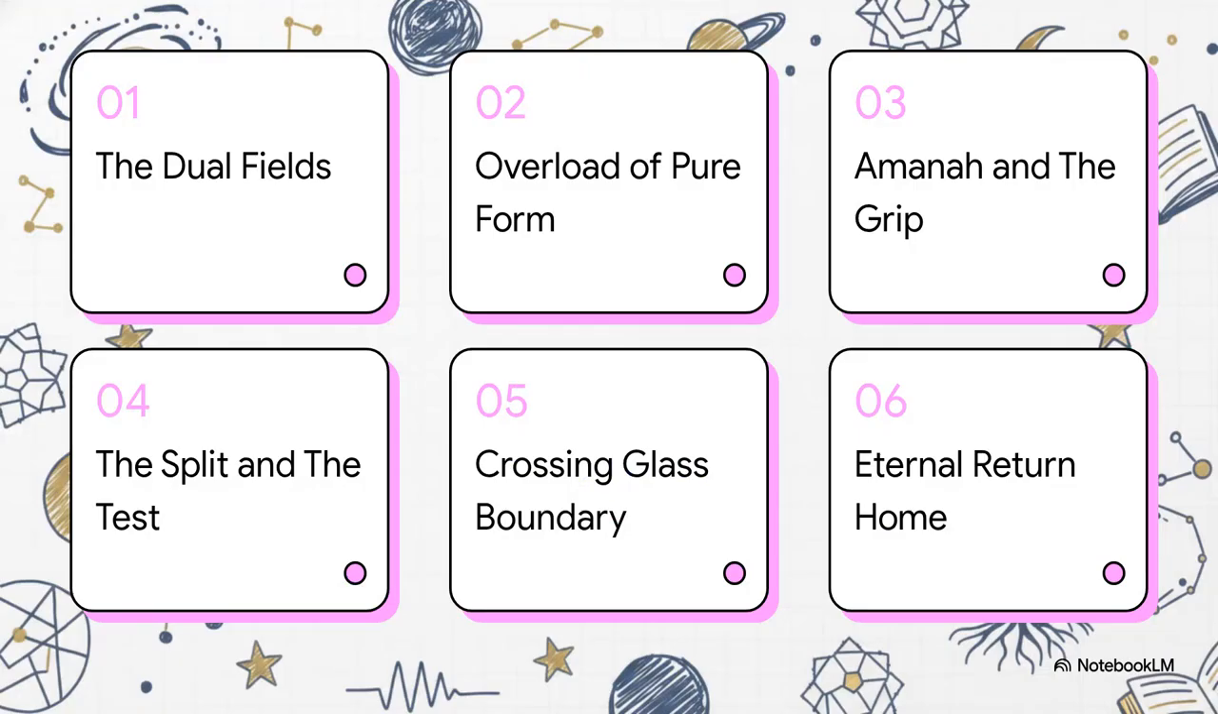Here's our roadmap for this explainer. We'll start with the dual fields, move on to the overload of pure form, then the Amanah and the grip, the split and the test, crossing the glass boundary, and finally, wrap up with the eternal return home.